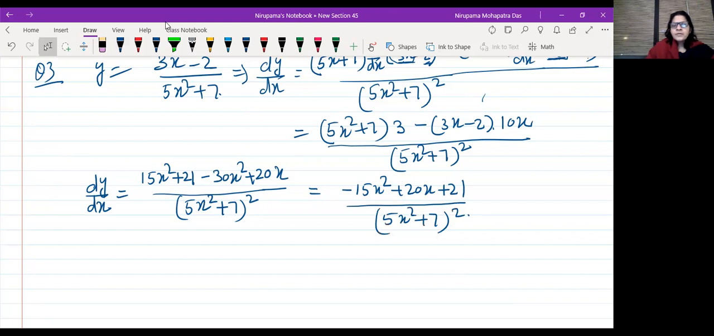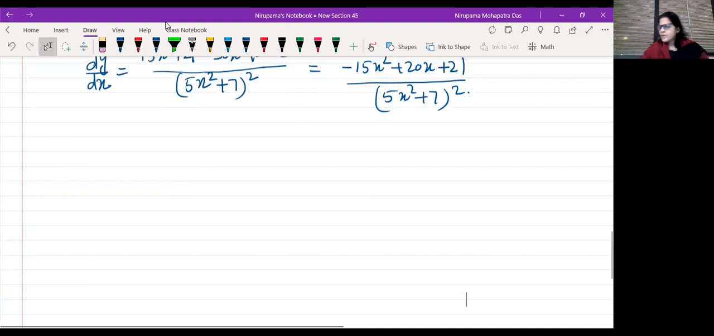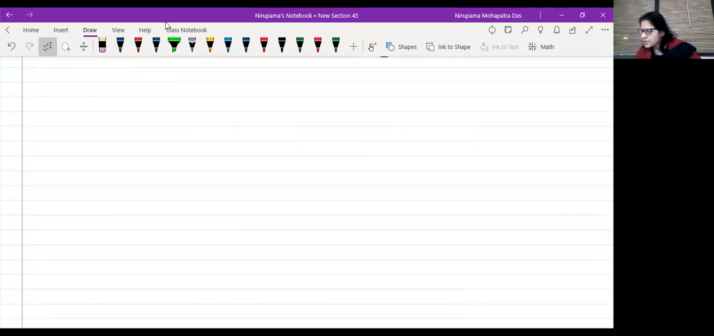So whenever you apply the formula repeatedly, whether it is the quotient rule or product rule, you will be able to do it. Let me take some more questions also, maybe 2 or 3 more questions.